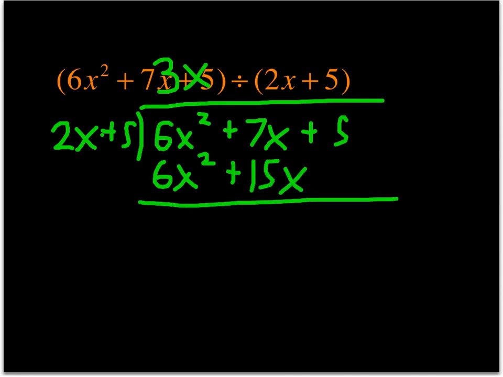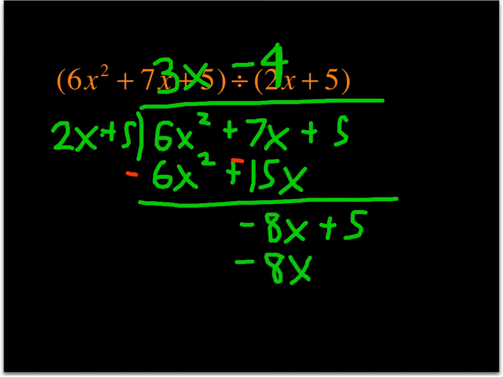Next step, remember I'm subtracting, but I like to add the opposite, so I'm going to change those signs like that. And then when I add them up, those are gone. 7 minus 15 is negative 8x plus 5. And now I ask myself, what do I multiply this 2x by to give me negative 8x? And sure enough, it has to be negative 4. So I multiply those out, and I get negative 20.